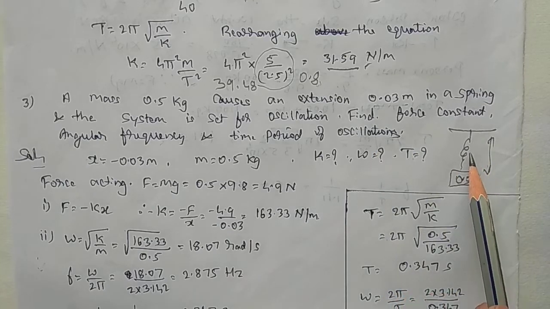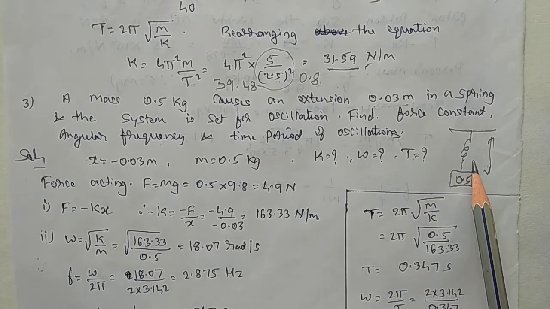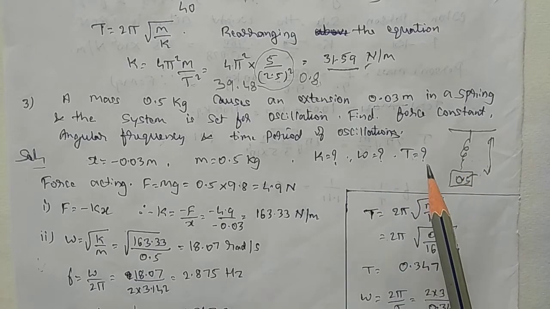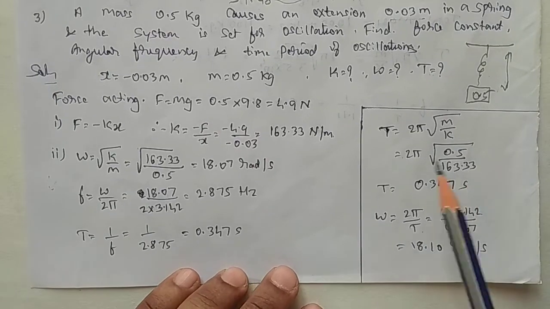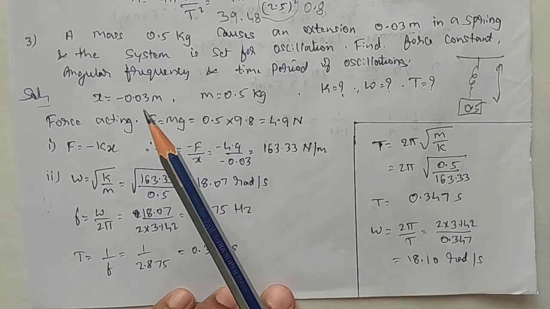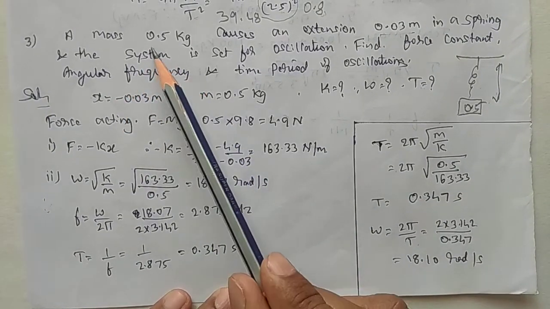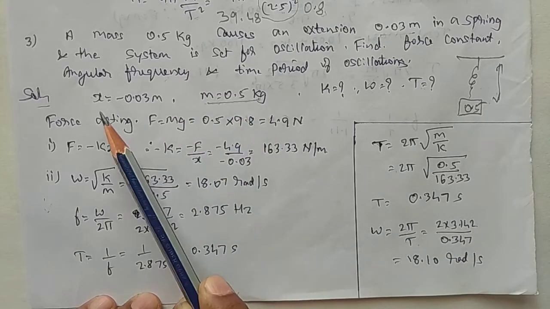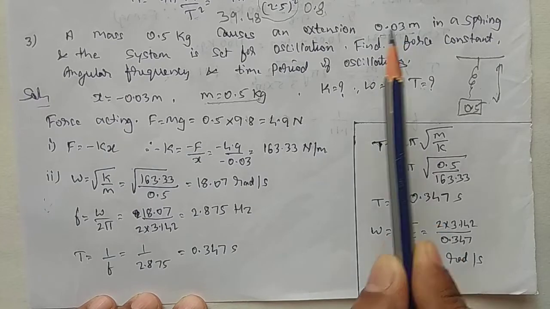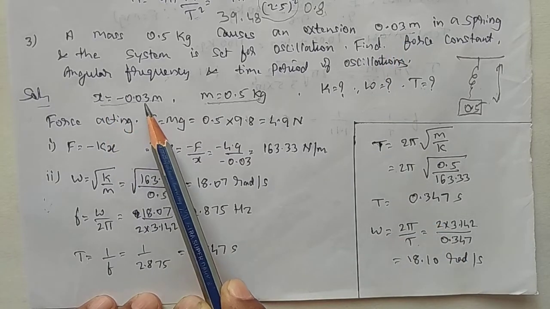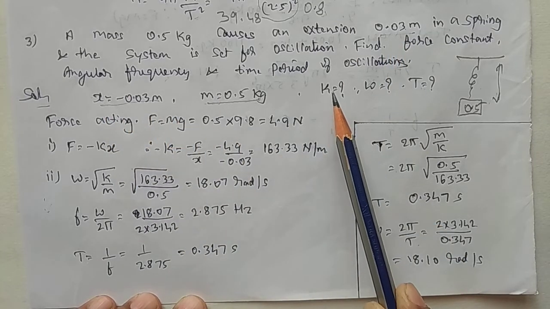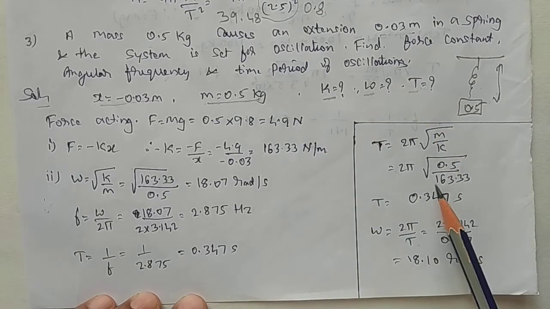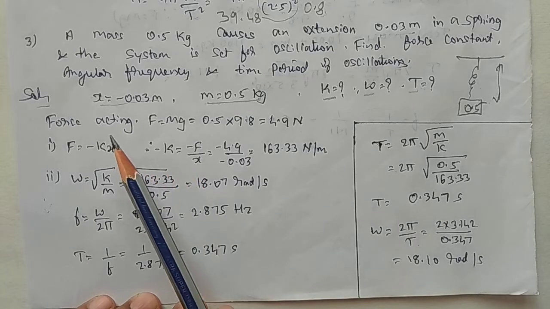So with the same problem above, we are going to find another two factors, omega and T. So how to calculate? What are the given things? The mass m is 0.5 kg, and the extension which it undergoes is 0.03. So we have to find out what is k, what is omega, and what is T. Two methods are there to find this. We will discuss the first one.